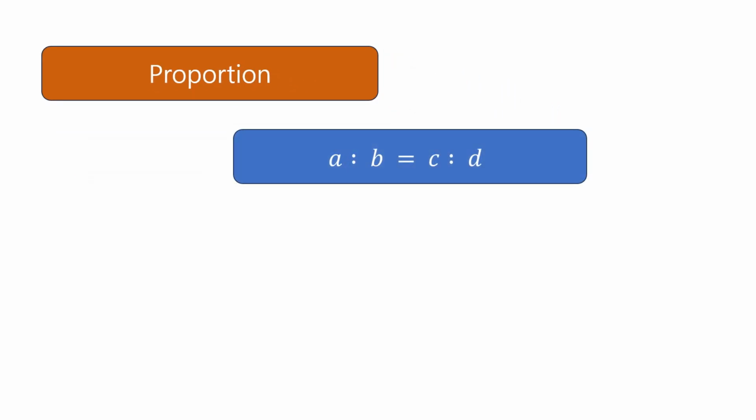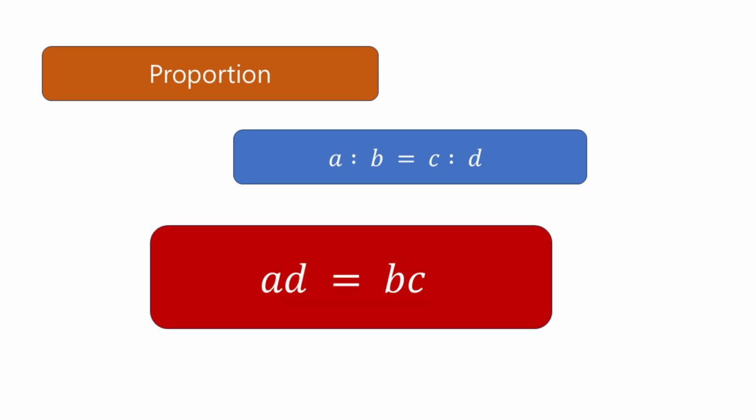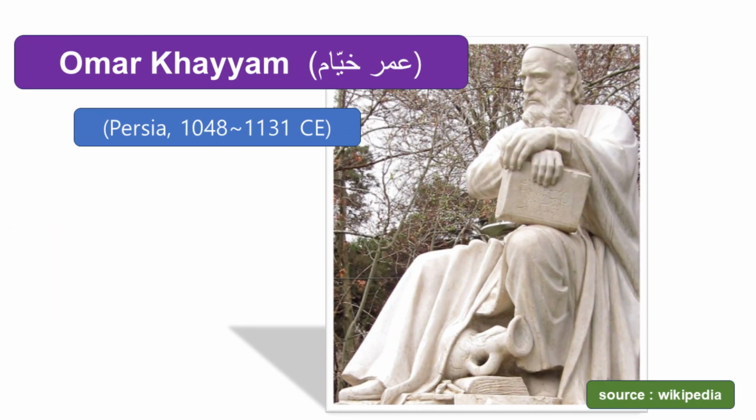This concept is proportion. The most concise condition for the proportion A to B equals C to D is well known: AD equals BC. In other words, the product of the outer terms is equal to the product of the inner terms. While this may seem simple, this relationship could only be naturally expressed during the time of the Persian mathematician Omar Khayyam in the 11th century. Did the Greeks think of it this way?